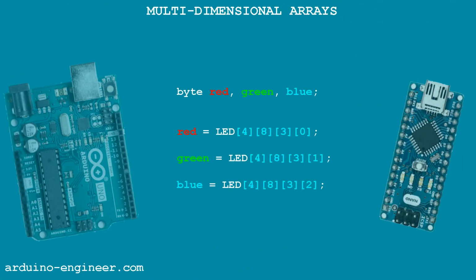And, if there is an inverse task, to read the color value into a separate variable from an array cell, then this can also be done by simple assignment. For example, we want to output the current color of the LED with coordinates 4, 8, 3 to the Arduino IDE port monitor, for which we will write the intensity of the glow of each color into three variables: red, green, blue. These will be variables of type byte.